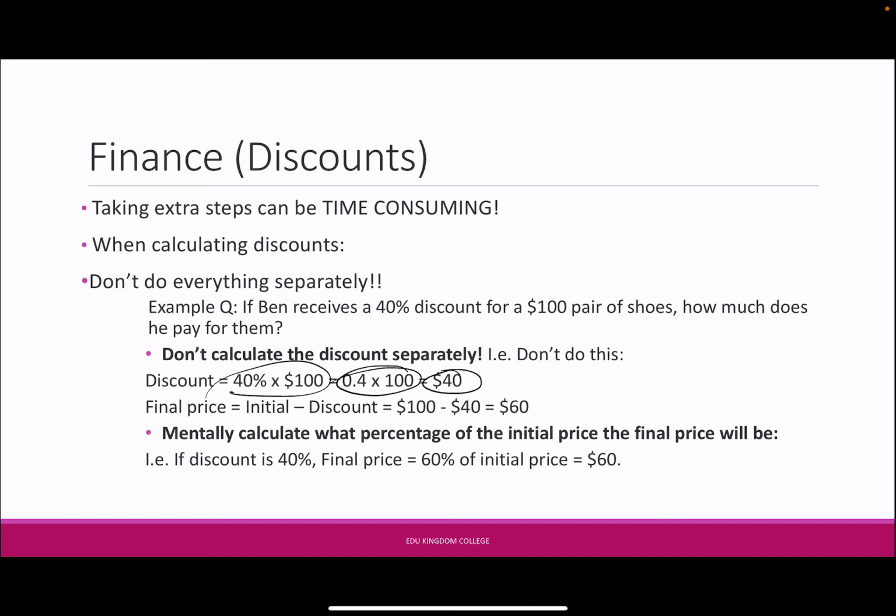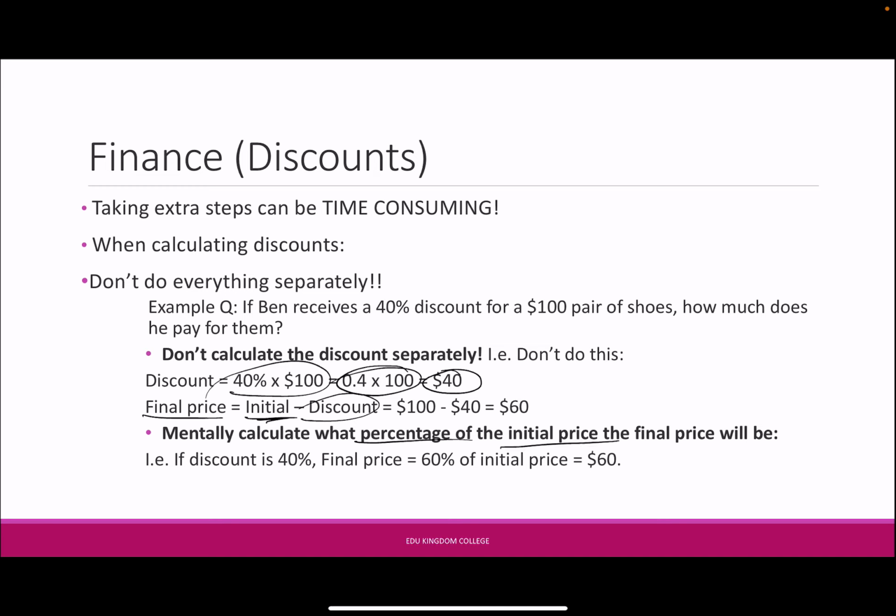And we can see here by calculating the discount, we already have 2 or 3 steps that we're taking up. And then after that, we need to subtract the discount from the initial amount to find out what the final price is. And there's another 2 or 3 steps there. So just by doing this, there's 3, 4, 5 steps that we don't need to take. And we can avoid this by just taking 5 to 10 seconds to mentally calculate what percentage of the initial price the final price is going to be.